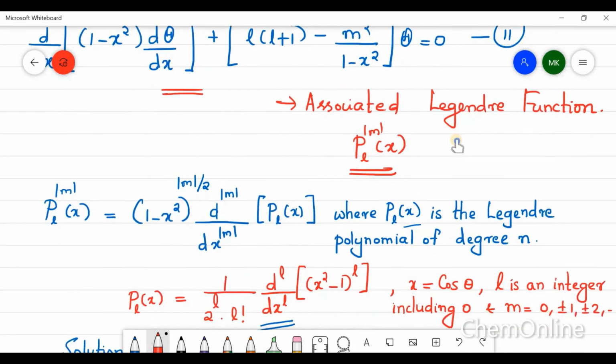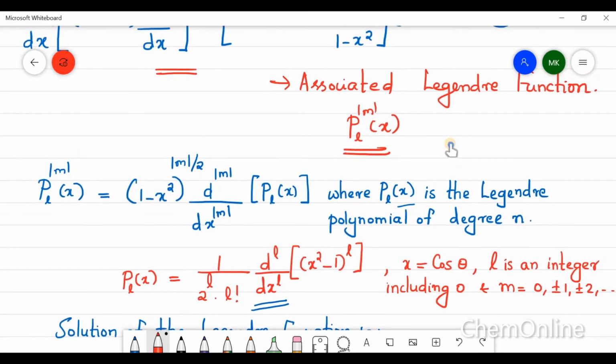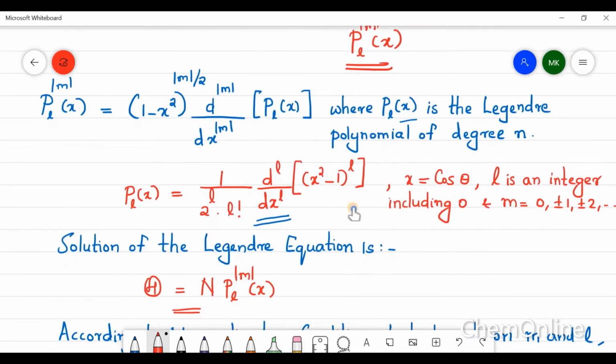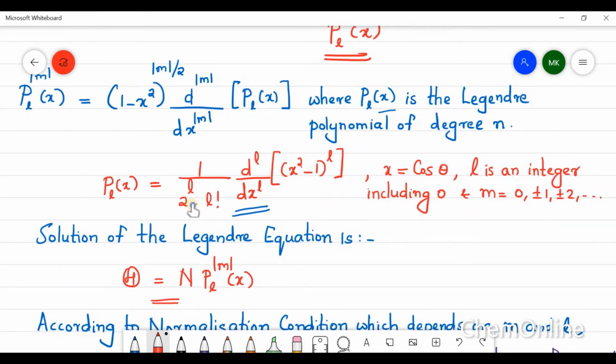The associated Legendre function PLM of x is defined as PLM of x equals (1 minus x square) raised to m by 2 into d raised to m by dx raised to m of PL of x, where PL of x is the Legendre polynomial of degree n, and its value is given by PL of x equals 1 by 2 raised to L into L factorial, d raised to L by dx raised to L of (x square minus 1) the whole raised to L.